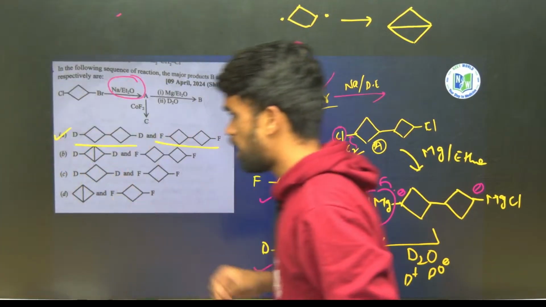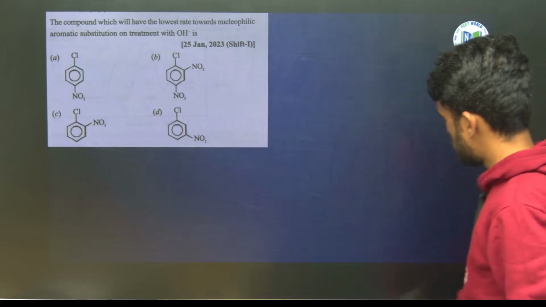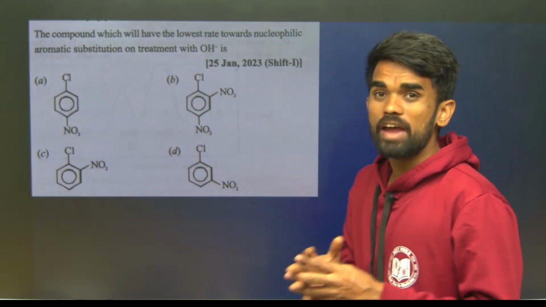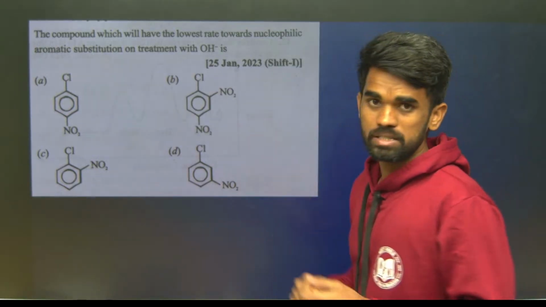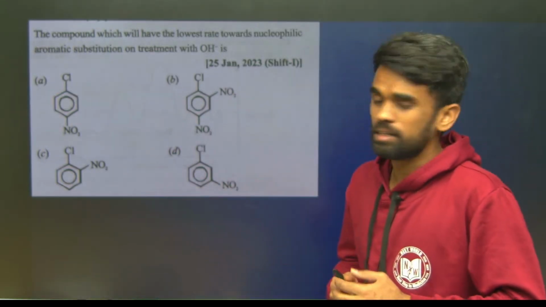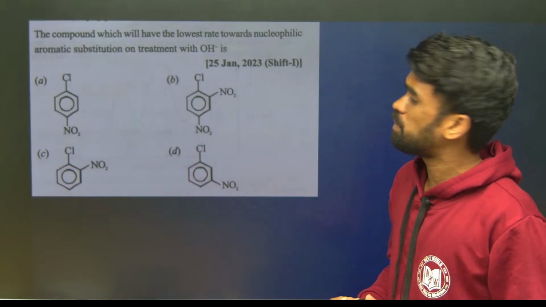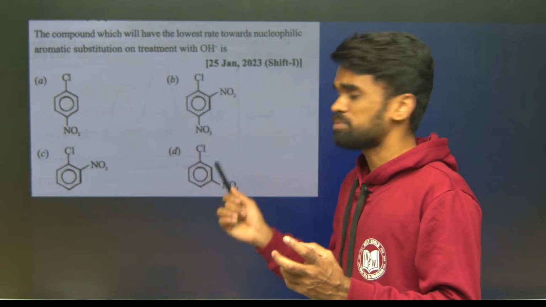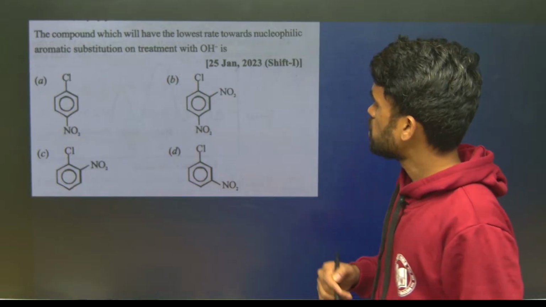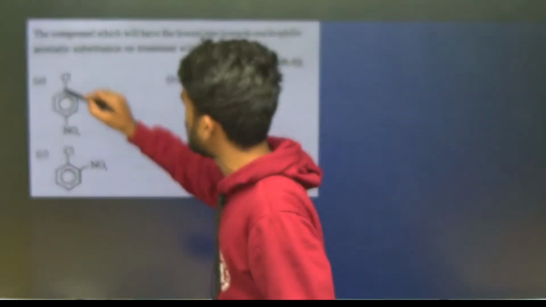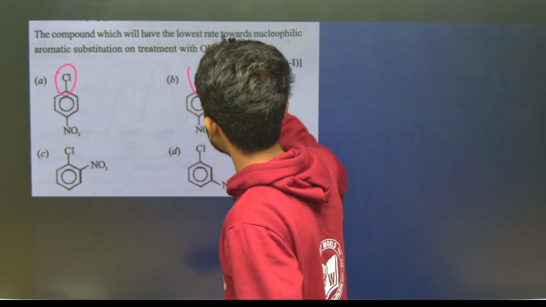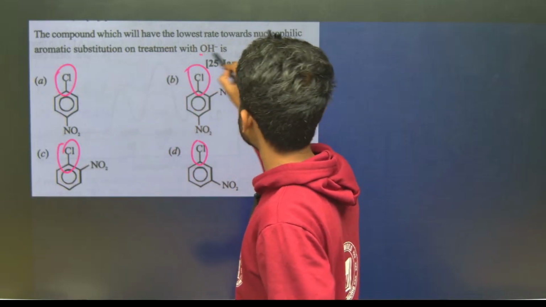Next, here we have a few more questions. Look at this. The compound which will have the lowest rate towards nucleophilic aromatic substitution on treatment with OH minus. Nucleophilic substitution means one nucleophile has to go out and the other one should enter. That takes place more readily when the substrate has more electron deficiency at the nucleophilic substitution center. What are the sites here which can undergo reaction? Wherever we have halogen, that will be the reactive site. So chloride ion goes out, and in its place we get OH minus.